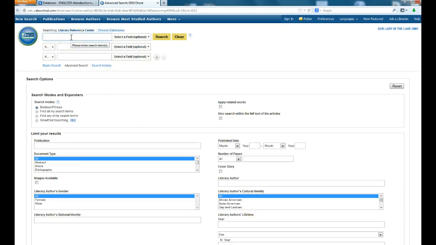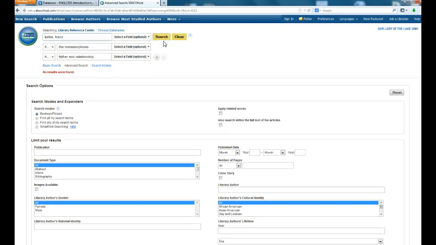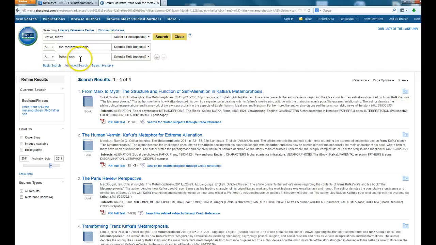So let's run Franz Kafka, the Metamorphosis, father-son relation. And let's search that. Okay, didn't like that. All right. Relationship it didn't like. See, sometimes you have to play around with it. That can be some of the frustration of it.